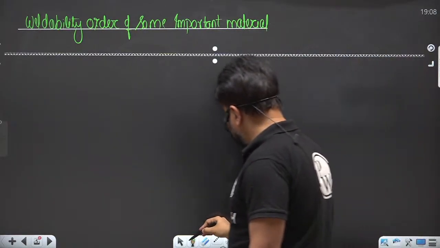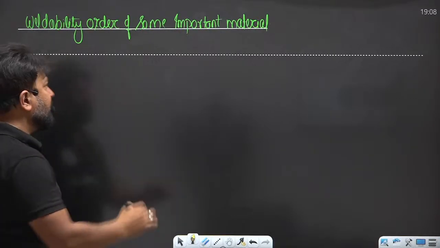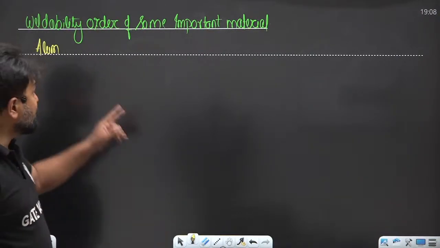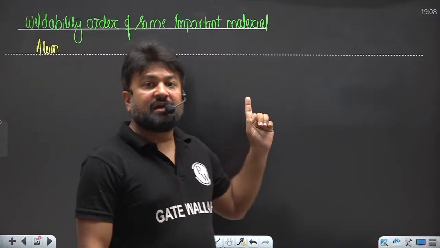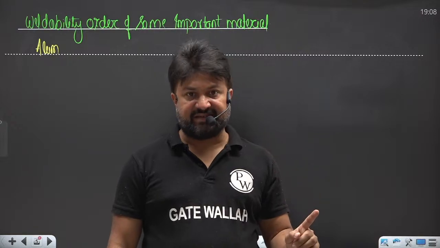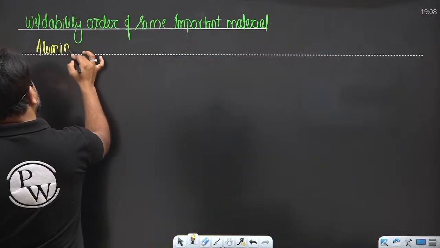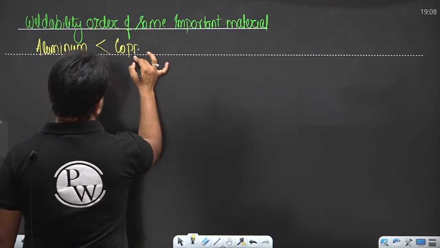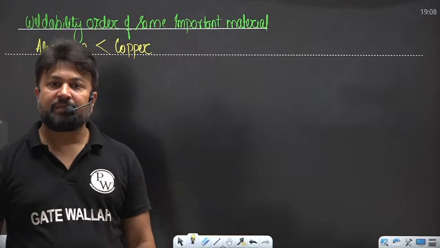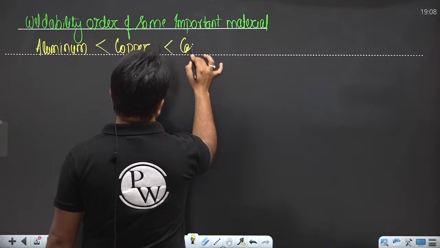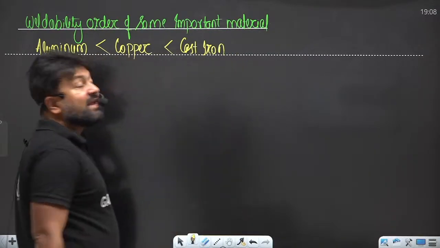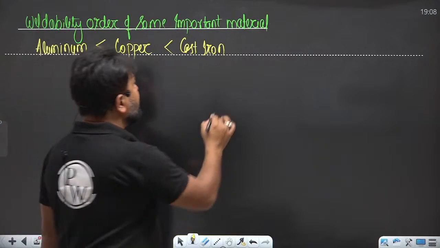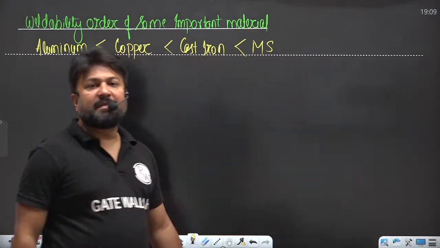My dear, there are some materials like aluminum. Maybe you have heard aluminum is least weldable. Always remember. I will tell you why aluminum is least weldable. This question was asked several times in GATE as well as various other competitive exams. If you compare copper with aluminum, then copper is more weldable than aluminum. Cast iron is more weldable compared to copper. Easy weld means weldability is easy. If you compare mild steel, it is more weldable.